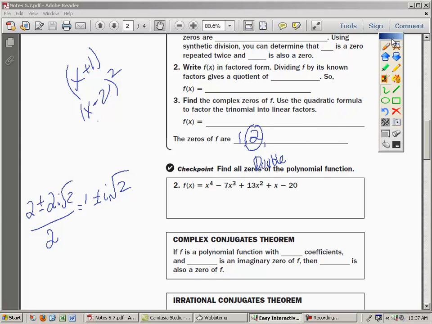And that double root at positive 2 gives me 3 of my solutions. The other 2 are imaginary, and they are 1 plus i radical 2 and 1 minus i radical 2.